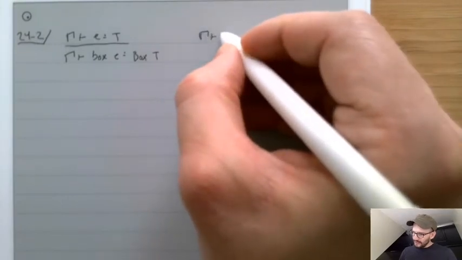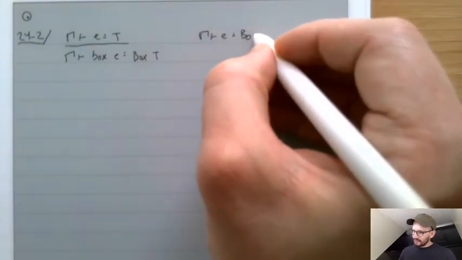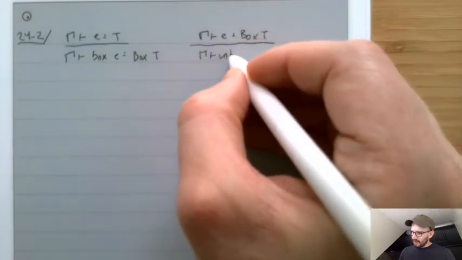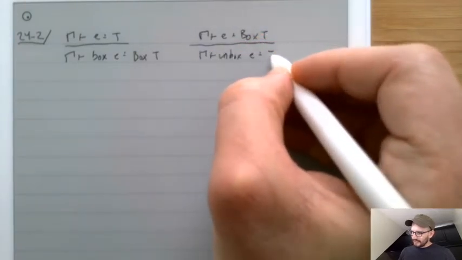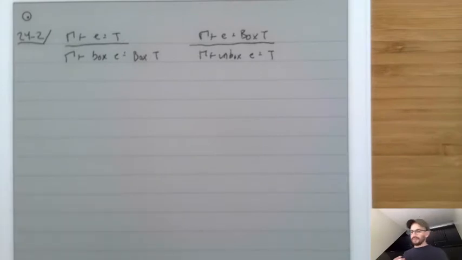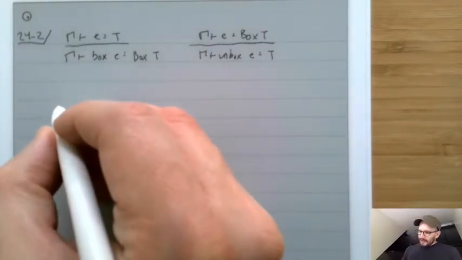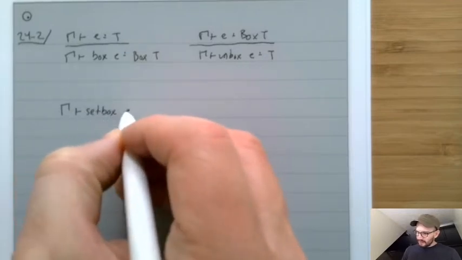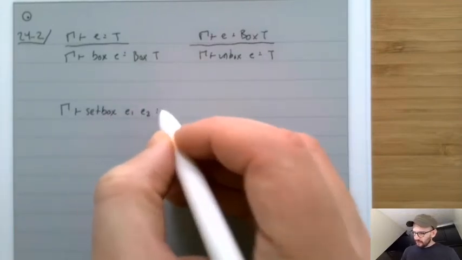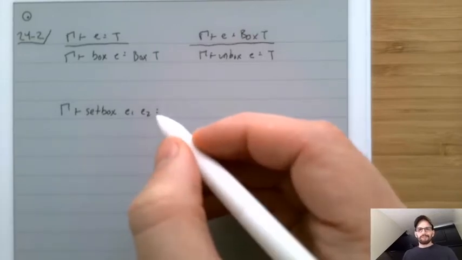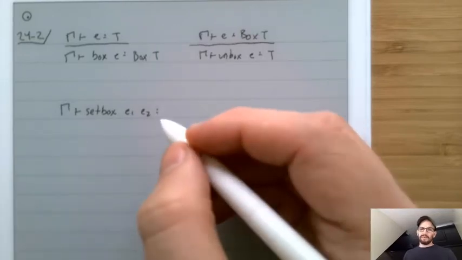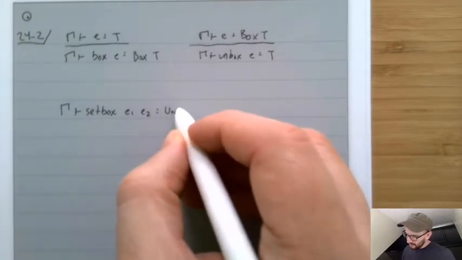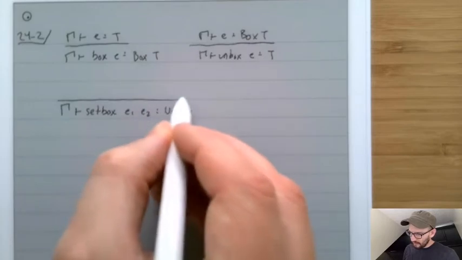If gamma proves that E has type box T, then gamma proves that unbox E has type T, which makes sense. Finally, gamma proves that setbox E1, E2 has type, should we have it be unit? Should we have it be like C? Let's have it be unit. It has type unit, which recall is like void.